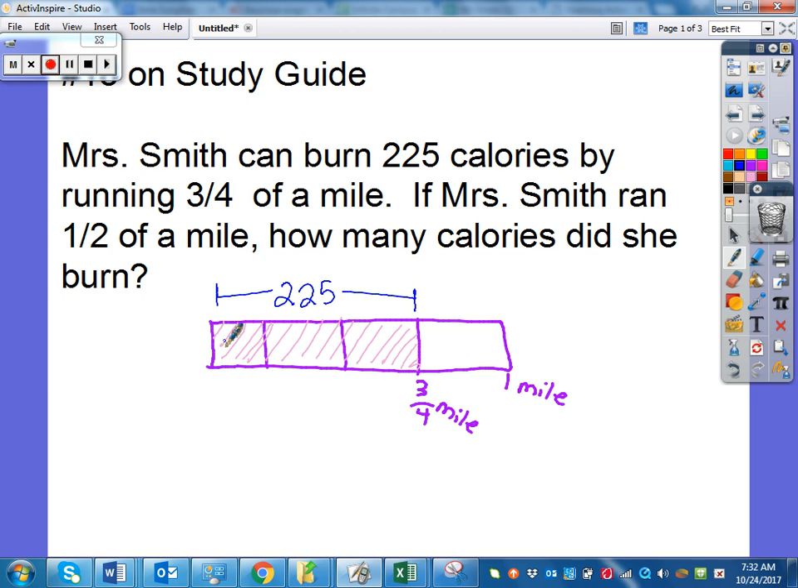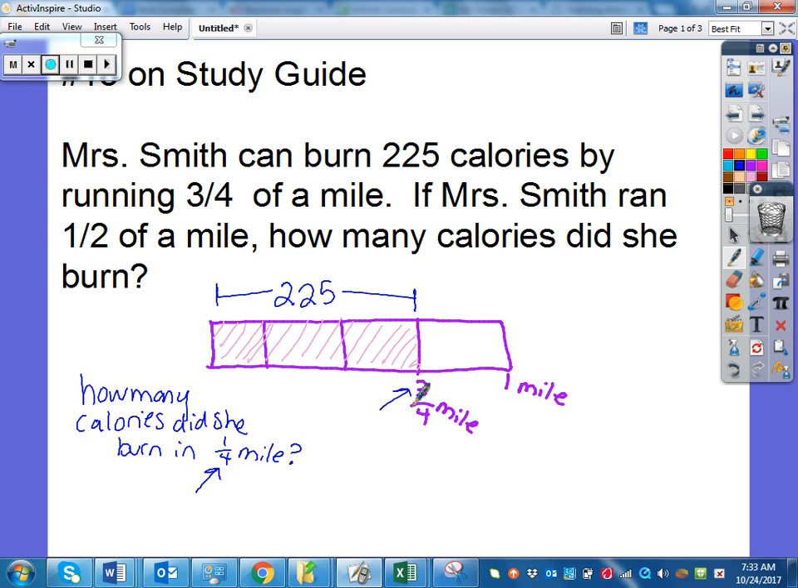So now if I have 225 and I'm looking at my diagram, my question is, how many calories did Miss Smith burn in 1/4 of a mile? So what I'm doing is, I haven't figured out the answer to the question yet. I'm taking a slightly smaller question, and that way I can get to the answer I need. So the first thing I'm going to look at is how many calories did she burn in 1/4 of a mile? Well, that is 3/4 of a mile.